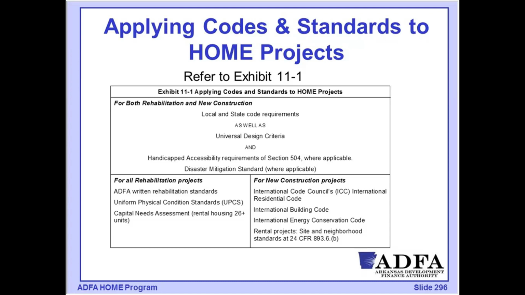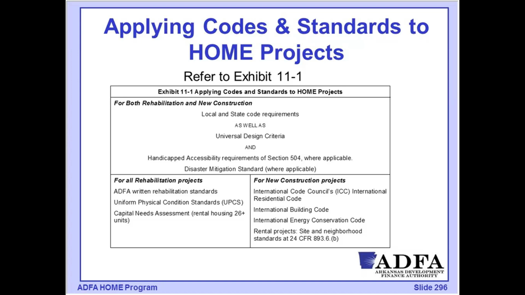For our rehabilitation projects, we're going to have our written rehabilitation standards, the UPCS, the Uniform Physical Condition Standards, and then for rental housing that's 26 or more units, we do have a capital needs assessment, trying to determine what the requirements for capital are over that affordability period and determining whether we have adequate reserves or whether we need to adjust that scope of work to reduce some of those capital needs. We want to make sure that our projects are sustainable.